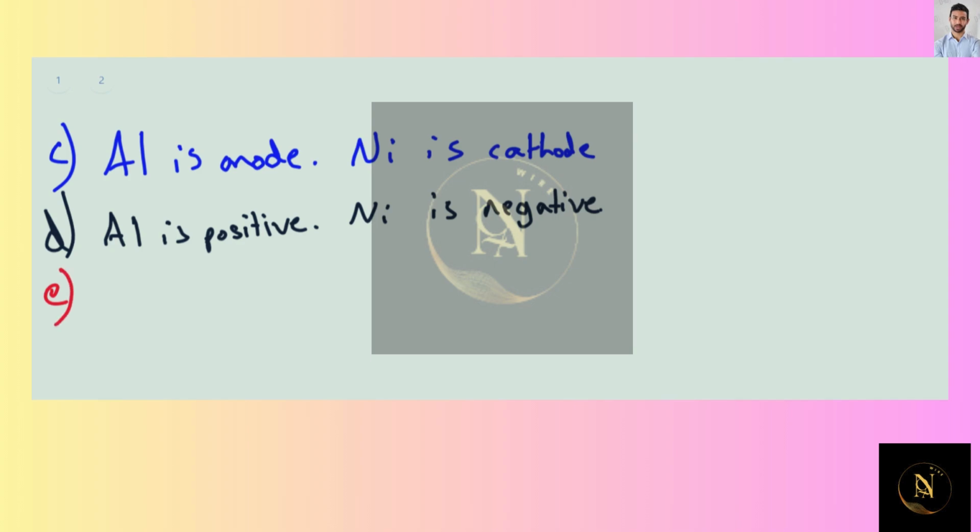In part E, we're asked whether electrons flow from the aluminum to the nickel or from the nickel to the aluminum. We know that electrons flow from anode to cathode, so they will flow from aluminum to nickel.